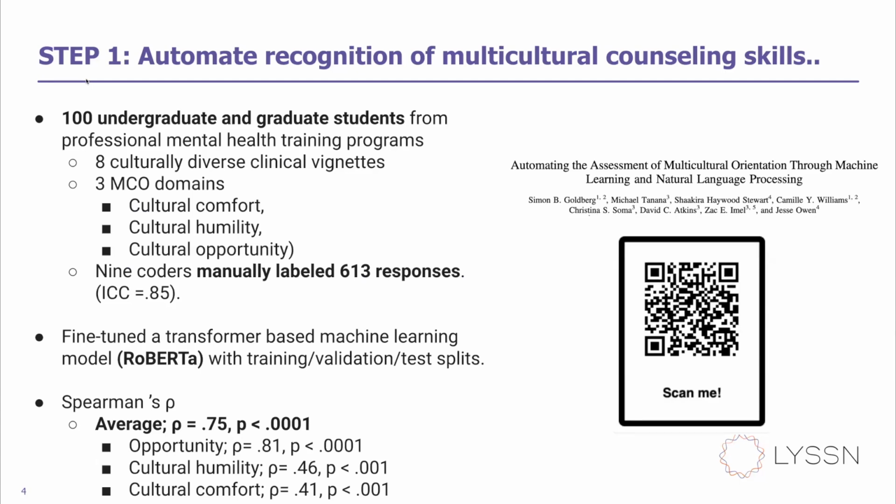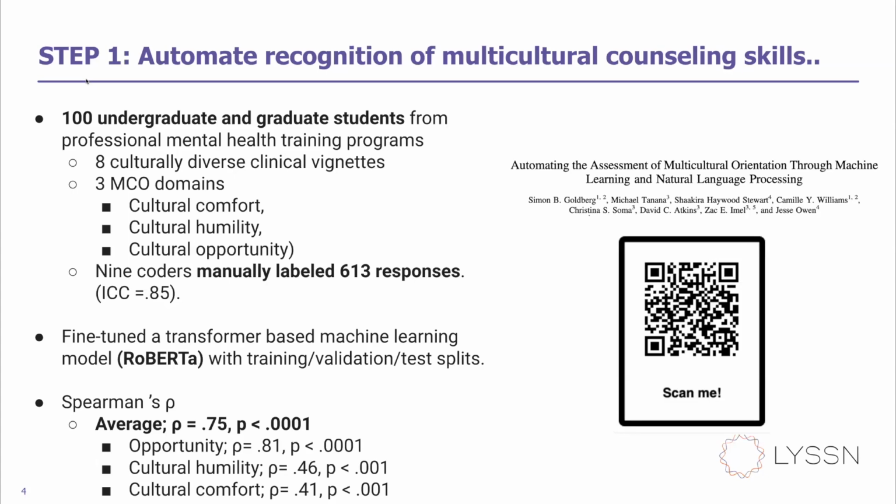We had a rating scale that's also been published that I could send to folks, assessing different domains of multicultural orientation. Those included things like cultural comfort, humility, and opportunity. For example, opportunity is about if there is an opportunity to discuss a cultural topic, does the provider take it? Do they follow that with the client and allow them to have that conversation? We trained 9 human coders to manually label a little over 600 of those responses to some level of internal agreement. And then we used a transformer model using standard validation splits to replicate those human ratings.